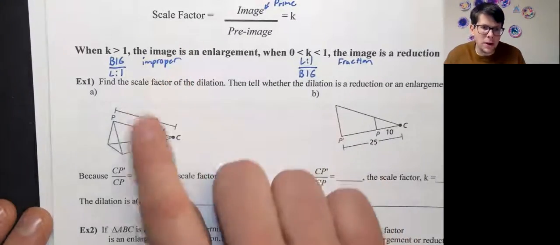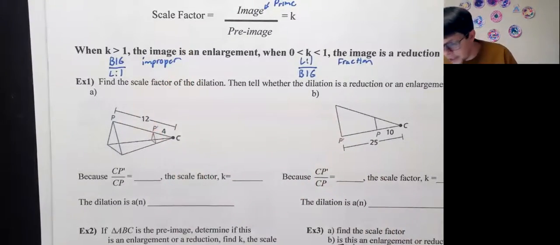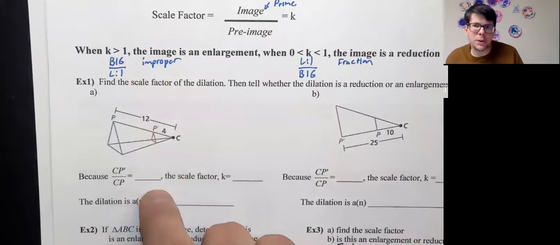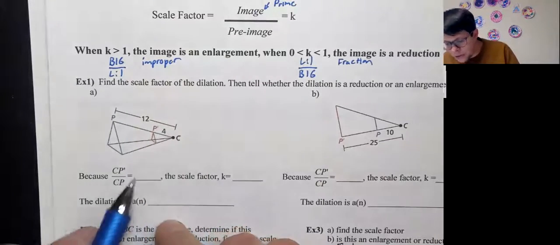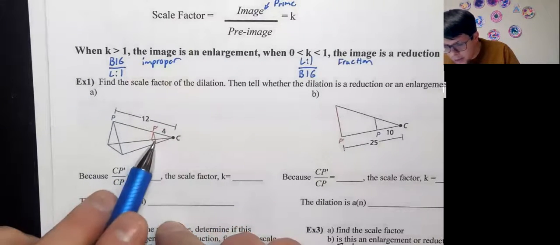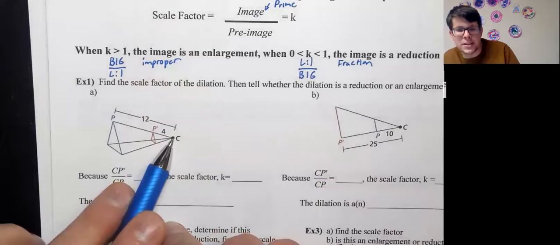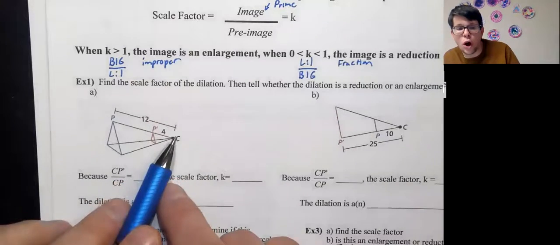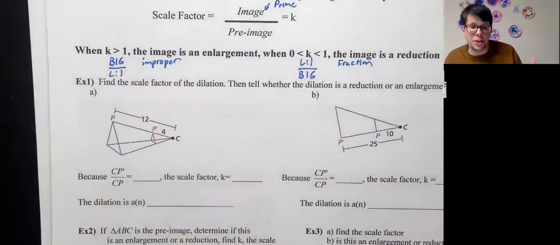So here's our first one. It says find the scale factor of the dilation and then tell whether the dilation is a reduction or an enlargement. So for our first one, we're looking at two triangles next to each other, and then you have your fixed point C, which is causing the shapes to change their size.